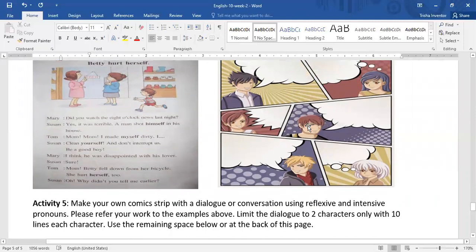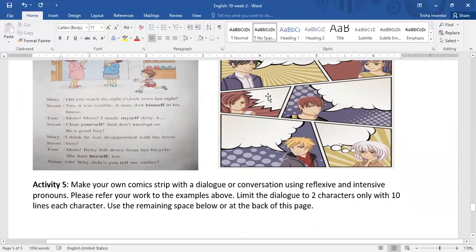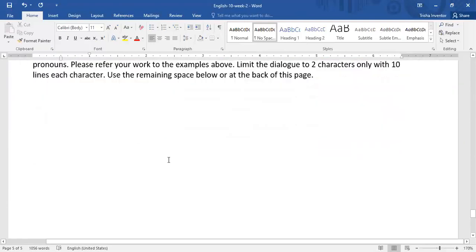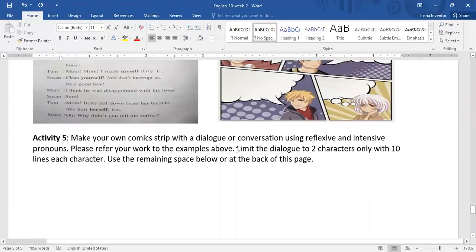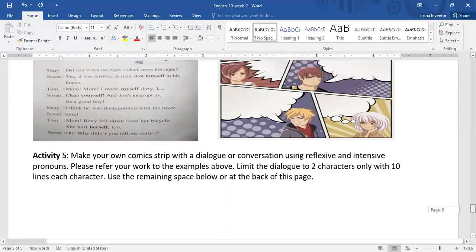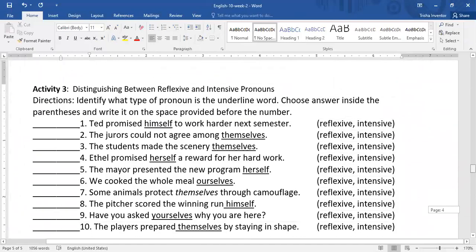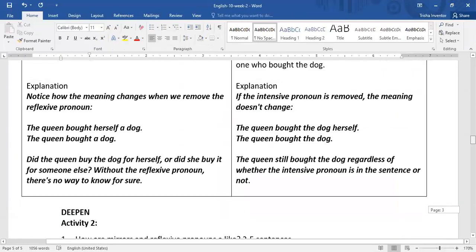So, duha ka characters with 10 lines each. Each character. So, meaning 10 iyahang storyahonon, 10 sad iyaha. So, it's a total of 20. 20 kaing ani. 20 lines. Okay, total of 20 lines because we have 10 lines for each character. Then use the remaining page or the pages at the back. Okay, so that ends our discussion and instructions for this video.